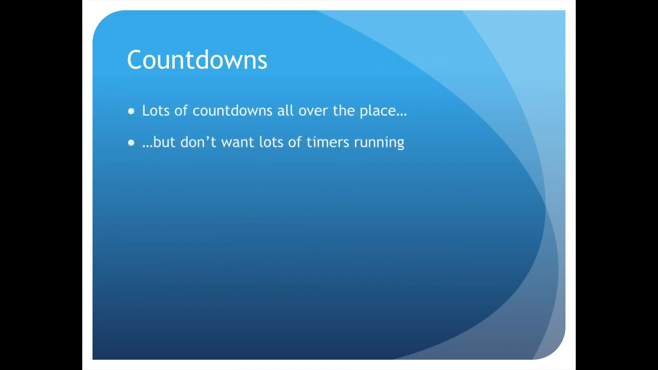The countdowns. When I initially tried to solve this, I had lots of countdowns going everywhere. There are some pages where, for instance, in the shopping basket, if I bought three different tickets, they'll all have three different countdowns. Plus there's the basket at the top, so that's four countdowns already. Plus there are other things in the background checking whether or not something has expired, because it wants to do something when it's expired. So I had lots of countdowns all over the place, which is a bit inefficient, so it's best if you can avoid it.